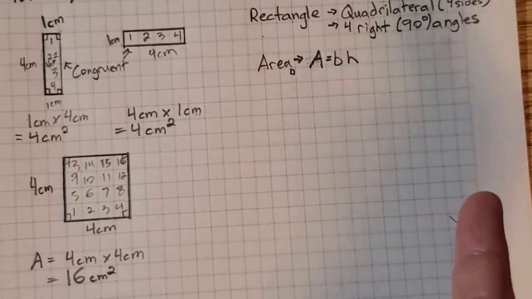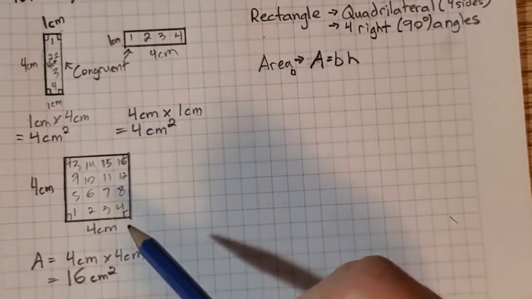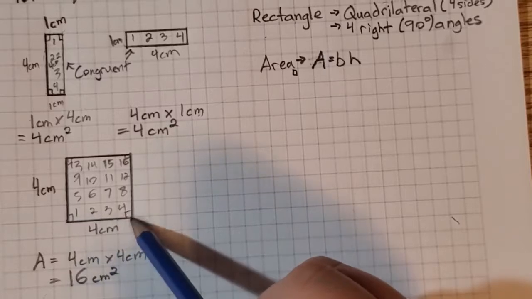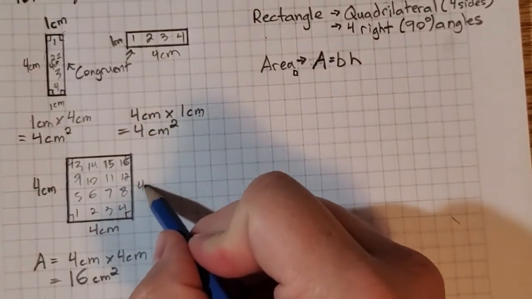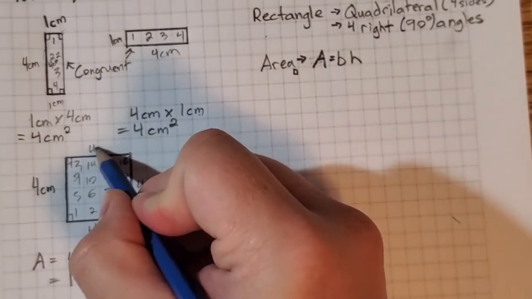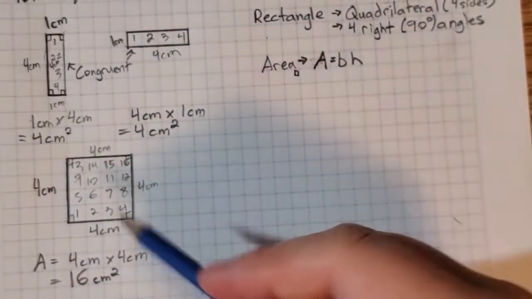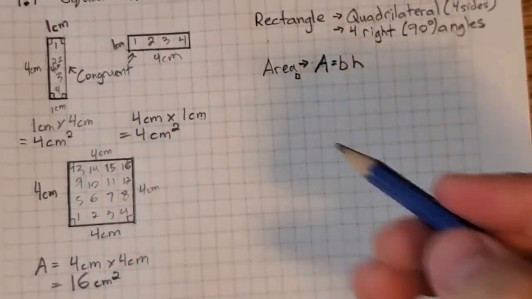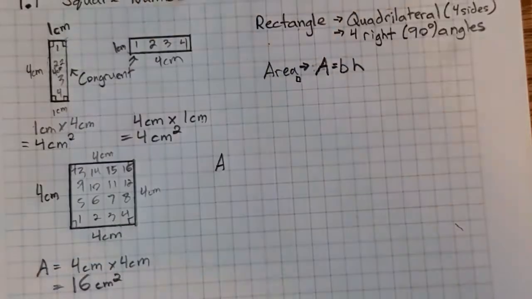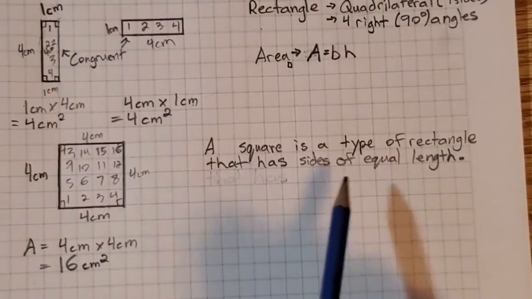There's just one thing about it that is different, and that is that its sides will all be the same length. These will all be 4 centimeters if it is truly a square. That's the only thing, but it is a type of rectangle. So a square is a type of rectangle that has sides of equal length.